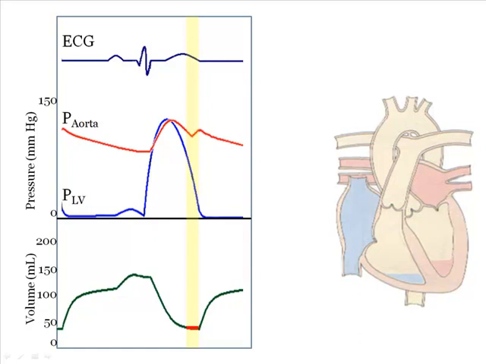Once the semilunar valves close, blood can no longer leave the heart. The pressure within the ventricle is still very high even though it is declining. Therefore, no new blood can enter, so volume remains constant or flat. This is the isovolumic relaxation phase where blood does not exit or enter the ventricle as the myocardium relaxes.